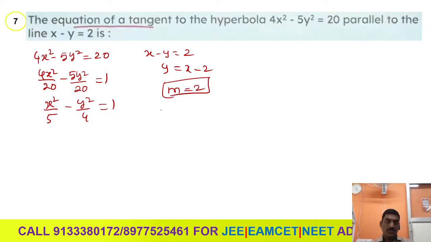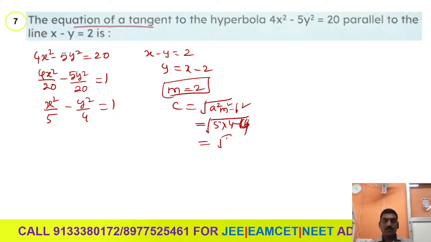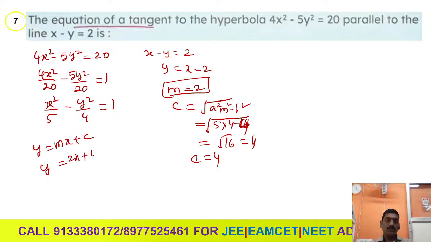Slope is 1. And here c is equal to the square root of a square m square minus b square. a square is 5, m square is 1, b square is 4. So this is 5 minus 4, that is 1, root 1. The value of c is 1. Then the equation of the tangent is y is equal to mx plus c, y is equal to x plus 1. This is the equation of the tangent.